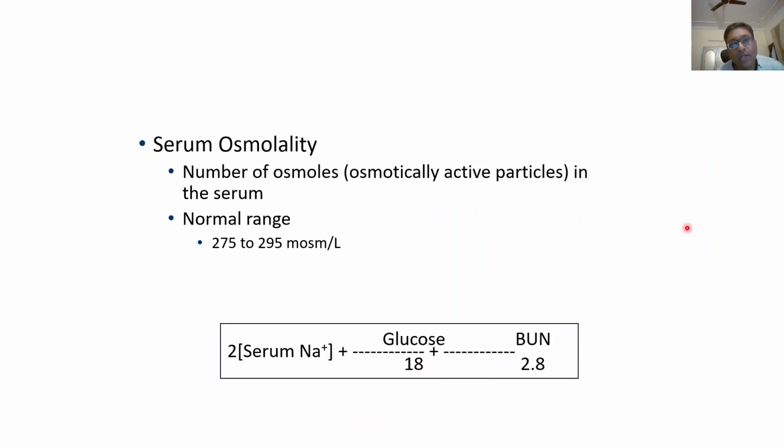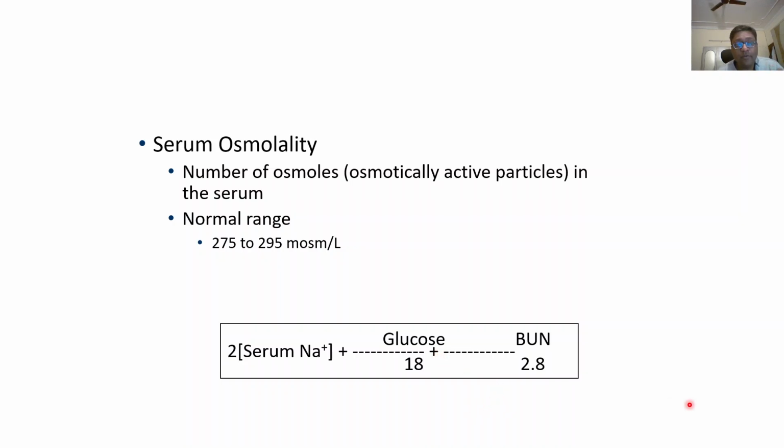So what is serum osmolality? Serum osmolality is the number of osmoles, osmotically active particles, in the serum. The normal range of serum osmolality is 275 to 295. It is 2 times sodium plus glucose divided by 18 plus BUN divided by 2.8. By looking at this formula, we can clearly appreciate that the main force behind serum osmolality is sodium. Then comes glucose, but it is divided by 18. So it can also generate osmotic tonicity.